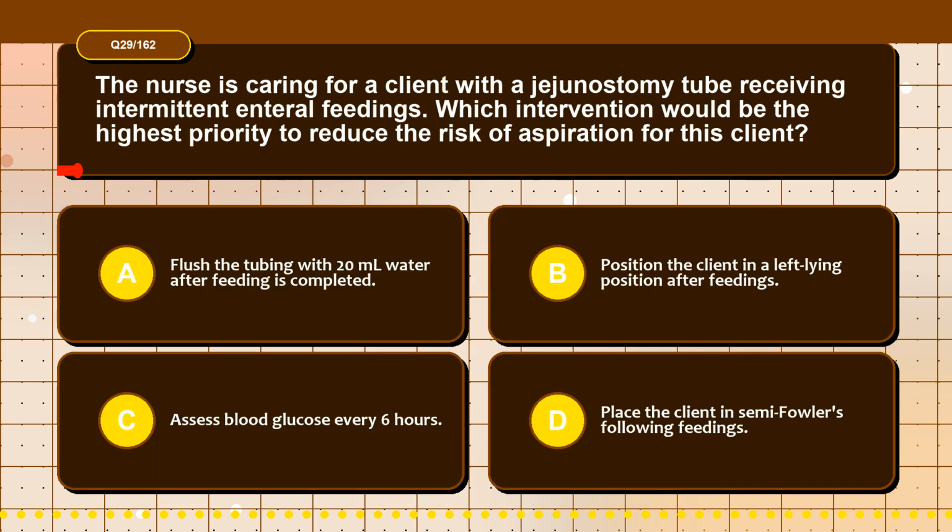Question 29. The nurse is caring for a client with a jejunostomy tube receiving intermittent enteral feedings. Which intervention would be the highest priority to reduce the risk of aspiration for this client? Here are the options. Option A. Flush the tubing with 20 ml water after feeding is completed. Option B. Position the client in a left-lying position after feedings. Option C. Assess blood glucose every 6 hours. Option D. Place the client in semi-Fowler's following feedings.